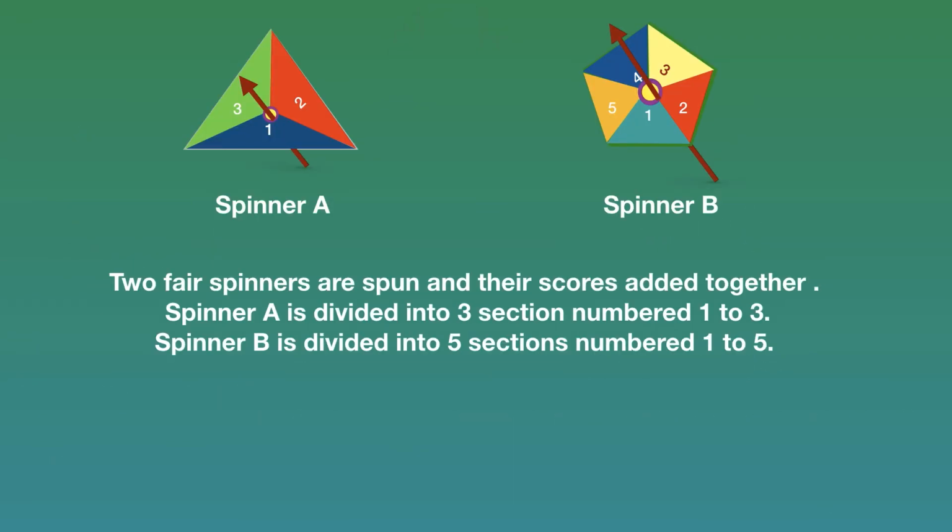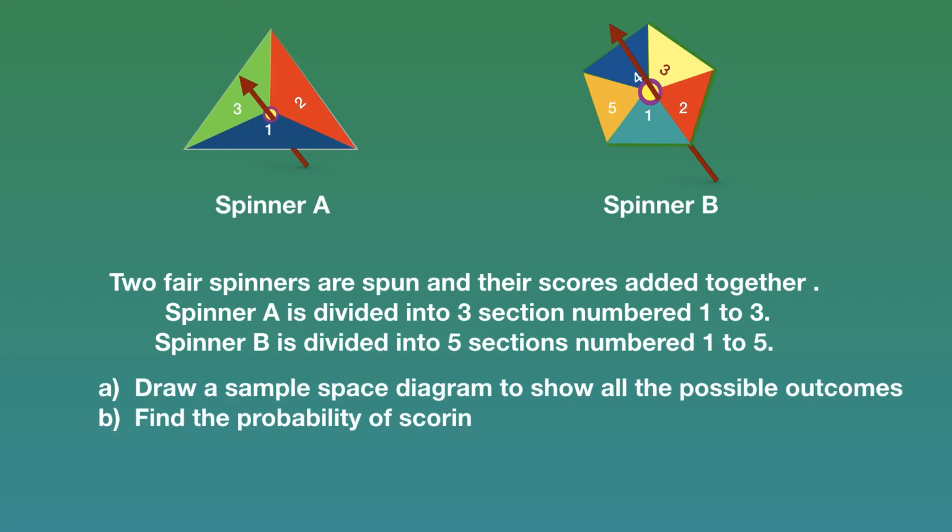Let's look at another example. 2 fair spinners are spun and their scores are added together. Spinner A is divided into 3 sections numbered 1 to 3. Spinner B is divided into 5 sections numbered 1 to 5. Our job is to first draw a sample space diagram to show all the possible outcomes, and in part B we need to find the probability of scoring at least 7. So let's start with part A.